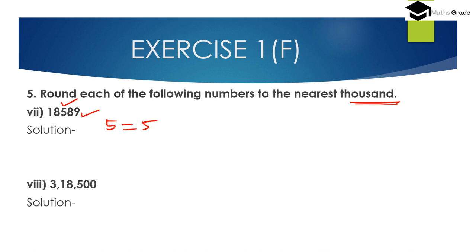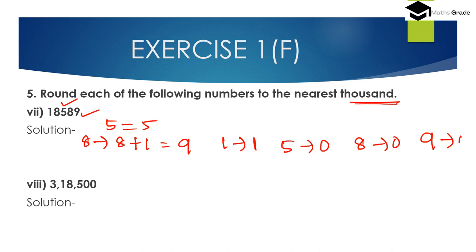Here the thousands digit is 8. So 8 changes to 8 plus 1. 8 plus 1 is 9. And the ten-thousands digit, just write down as it is. And the hundreds digit 5 changes to 0, the tens digit 8 changes to 0, and the units digit 9 changes to 0.